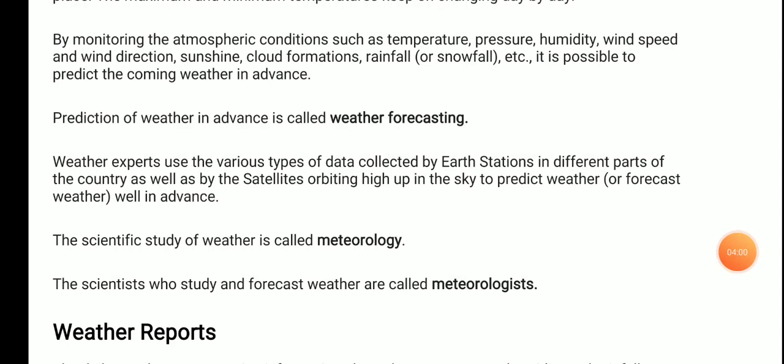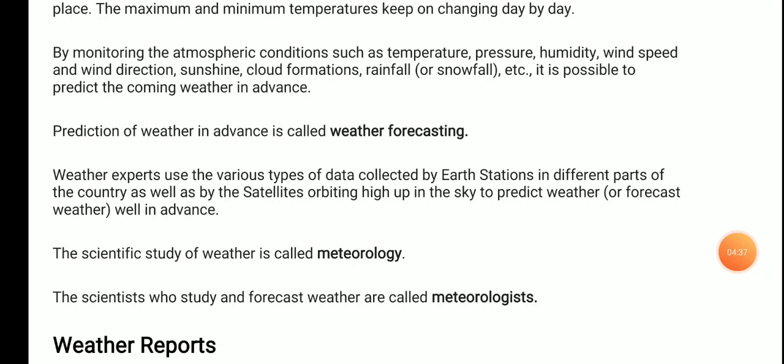And then we discussed that the weather of a place is not constant, it keeps on changing. Then about temperature, we discussed that for a particular day, the highest temperature reached during a day is known as maximum temperature, and the lowest temperature reached during a day is known as minimum temperature. It is measured by a special kind of thermometer, that is the maximum and minimum thermometer. Then I told you that the scientific study of weather is meteorology, and scientists who study and forecast weather are called meteorologists.